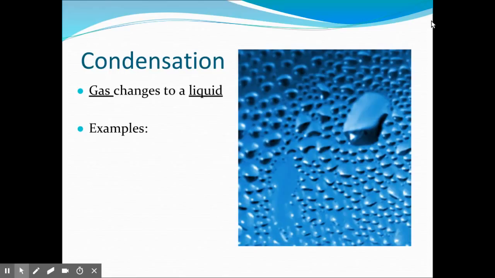Now, when this gas changes to a liquid, we see it in lots of places. We see it as fog on a window, steam on a shower, water droplets on a glass of water, even clouds. So think about this. This is when it's losing its energy. Condensation happens with the cooling. It's just the opposite of evaporation.